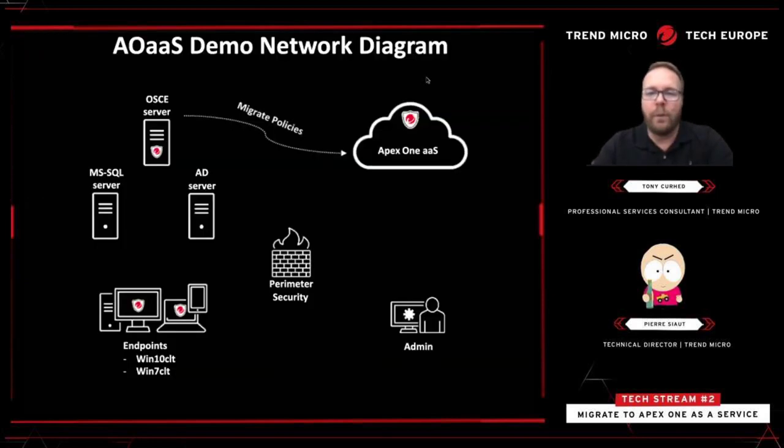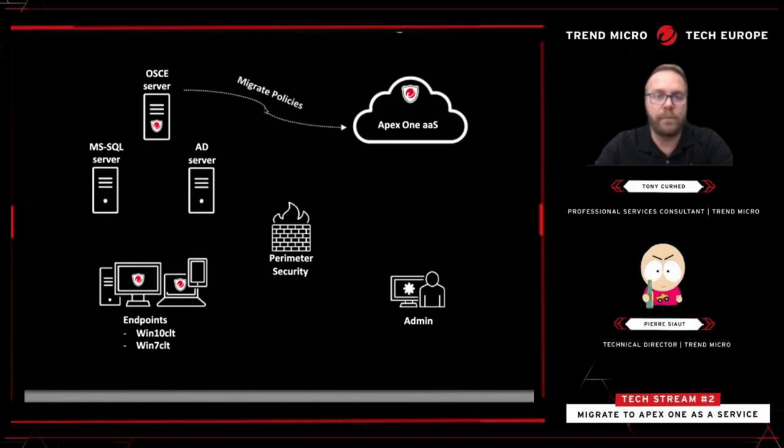Okay, so we will do the next demo, and we will download this export tool from the Apex One console into the OfficeScan server, execute it, get the configuration zip file, and import that one to Apex Central as a service console and the policy. Okay.